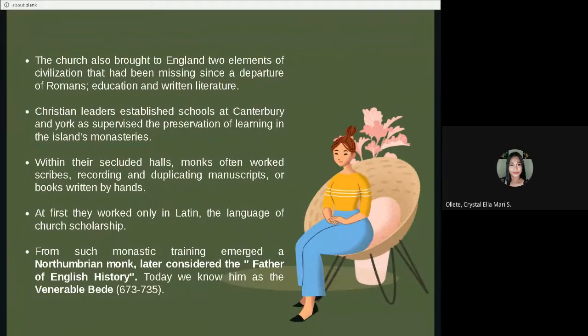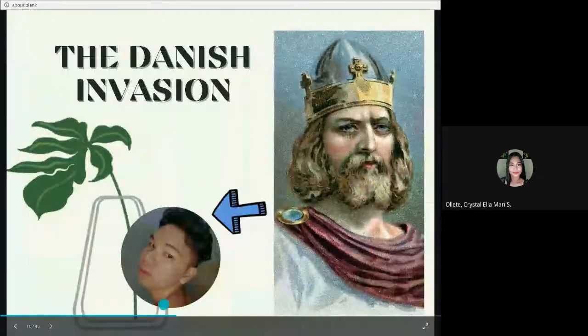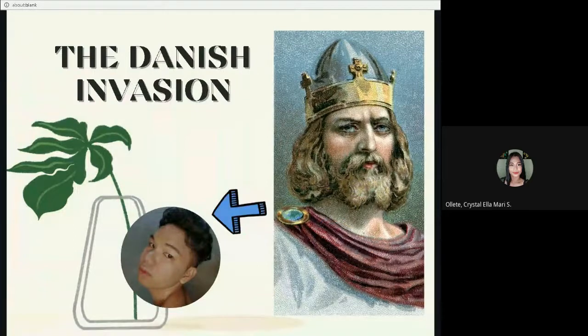That's all, po. Next would be Mr. Levy, po. So good afternoon, po. Siguro, I will no longer open my camera because konti na lang po ang data na natira.